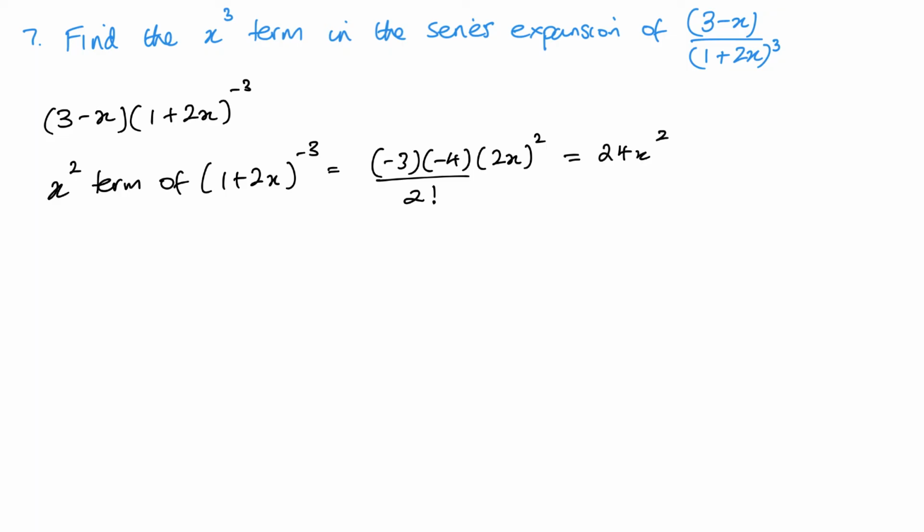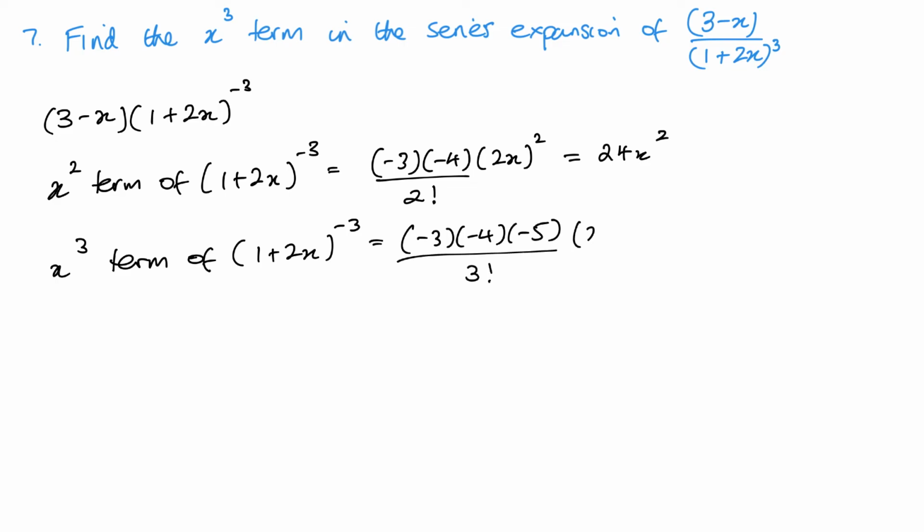24x squared. Now I also need the x cubed term. And that's going to be n minus 1, n minus 2 over 3 factorial to x cubed. So we've got, so 3's cancel, 2 will cancel, I mean 2 5's 10, 10 times 8, 80, x cubed, negative times a negative times a negative, so this is going to give me a negative 80x cubed.